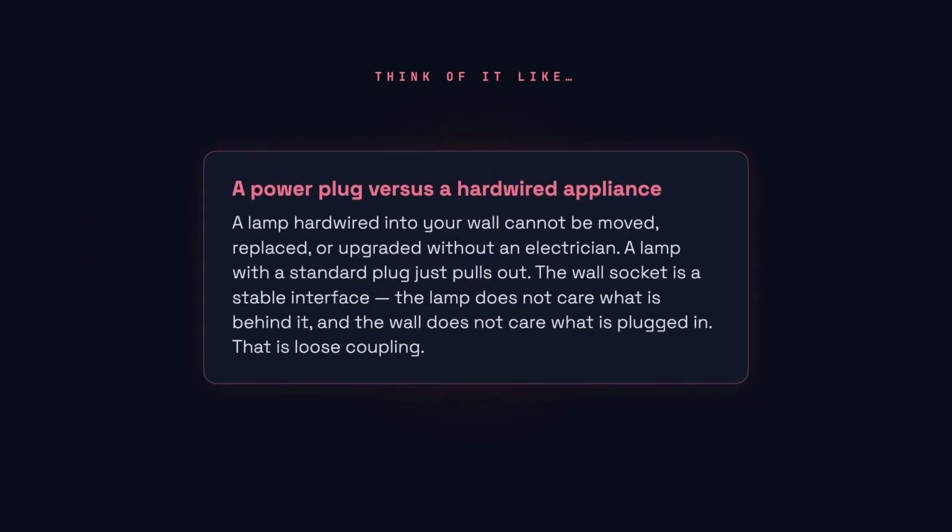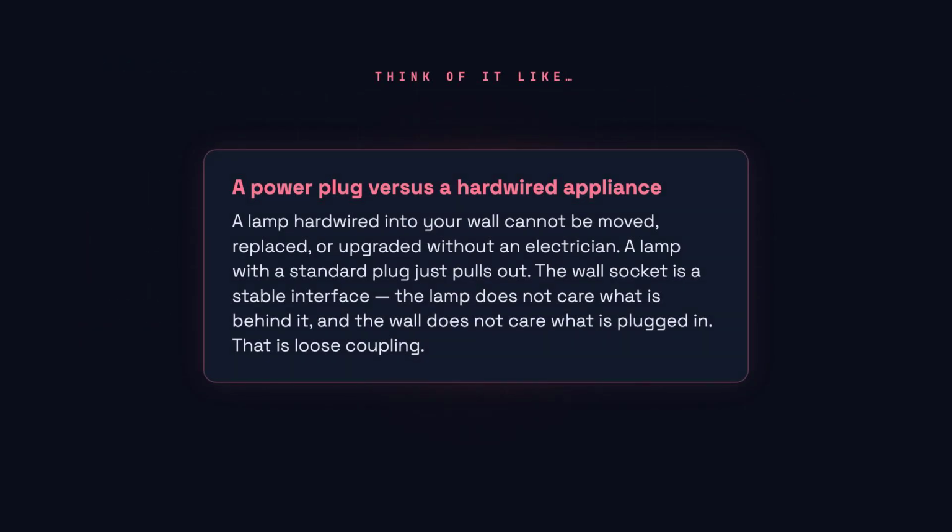Think about the difference between a lamp that is hardwired directly into your wall and one that uses a standard plug. The hardwired lamp is tightly coupled to the building. You cannot swap it without rewiring. The plug-and-socket design hides all that complexity behind a stable, agreed-upon interface. Either side can change as long as the socket stays the same. That is exactly what loose coupling achieves in software.